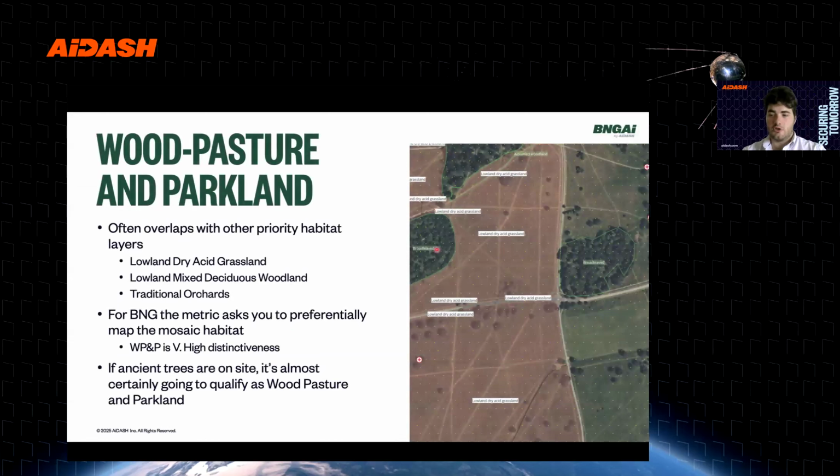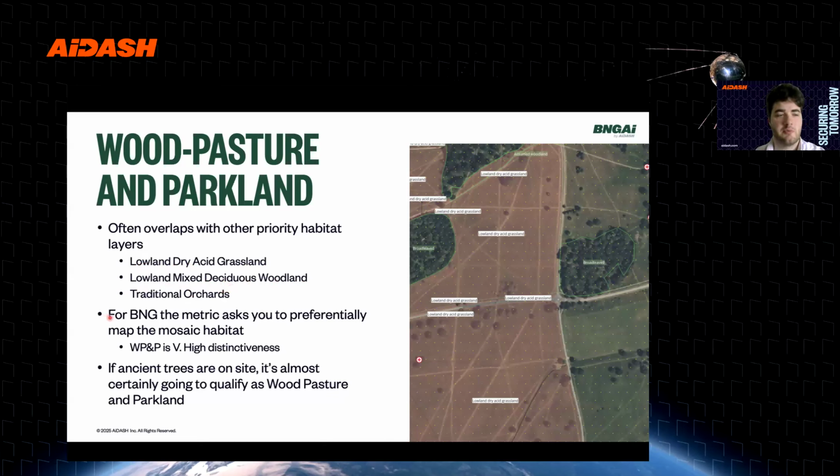So often we see that this wood pasture and parkland data layer overlaps with other priority habitats, like lowland dry-acid grassland. This is Richmond Park, which, I'm biased because I'm from the area, is one of the definitive wood pasture and parkland examples. It's an ex-royal park, it's full of deer, it's a transhumance-style system where you've got game animals, commons land, woodland, all this other stuff. So very often you get it overlapping with lowland dry-acid grassland, lowland mixed deciduous woodland, traditional orchards. Often these are in the wood pasture.